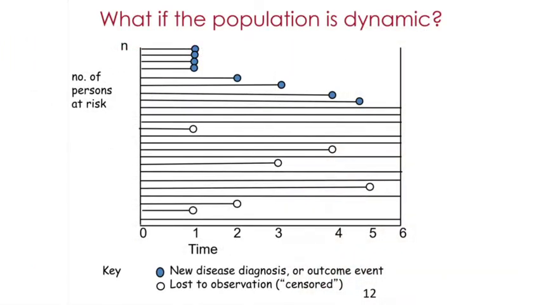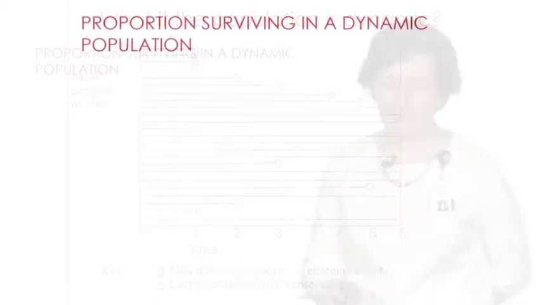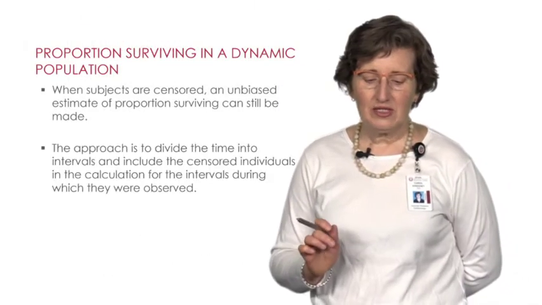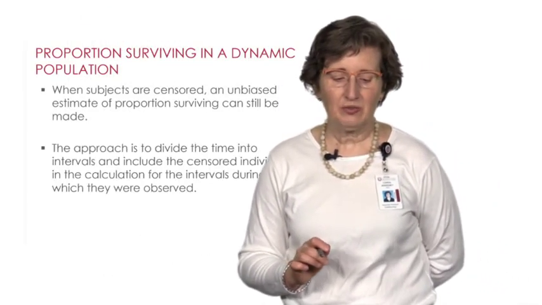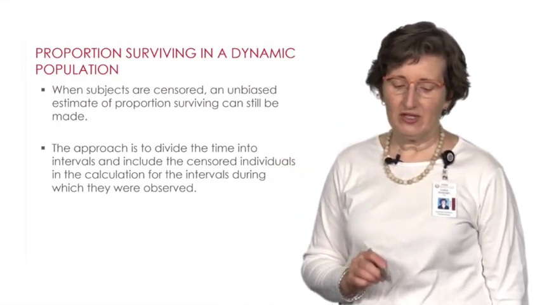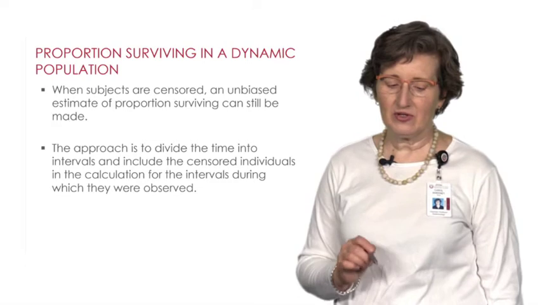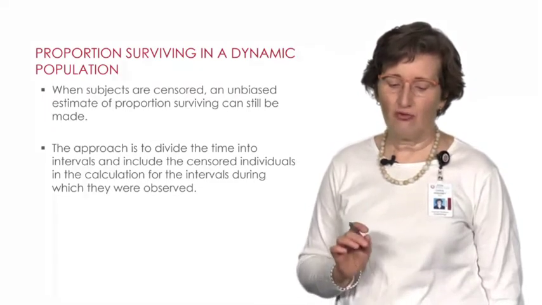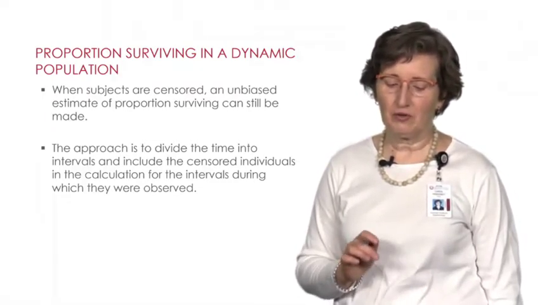So here's our dynamic population. Again, we have people who had a mortality event with blue circles and people who were followed for a period of time, did not have a mortality event, but then their follow-up has ended, which is represented by the open circle or censoring. So when subjects are censored, an unbiased estimate of proportion surviving can still be made. The approach is to divide the time into intervals and include the censored individuals in the calculation for the intervals during which they were observed.